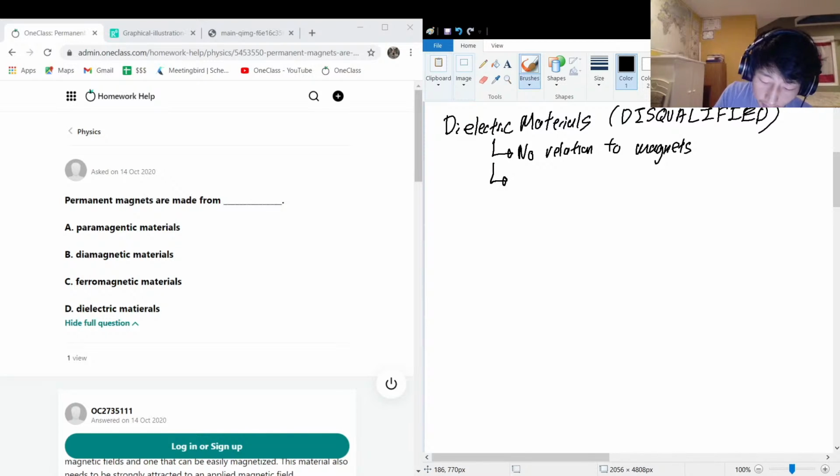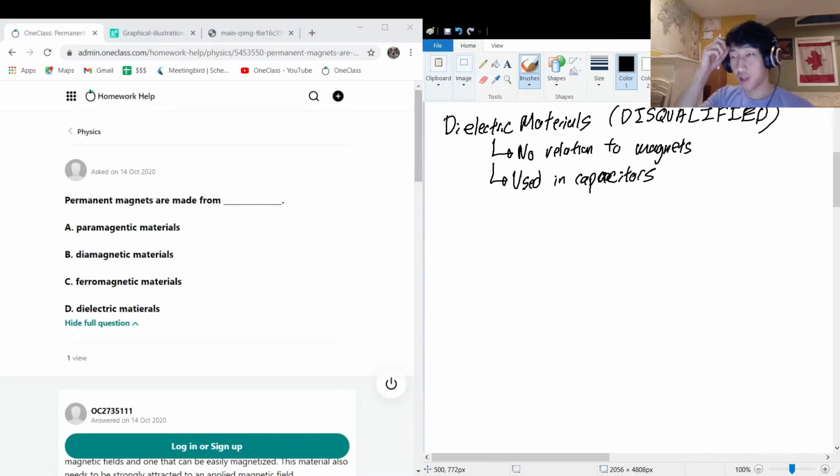So this has no relation to magnets, and where dielectric materials are used is in capacitors, in the material between the plates of a capacitor. So these are used in capacitors. No cap. Alright, aye, Captain Capacitor. You're not Captain Capacitor, dielectric materials, that's not going to be an option. And then we have our other options left. Paramagnetic, diamagnetic, and ferromagnetic.